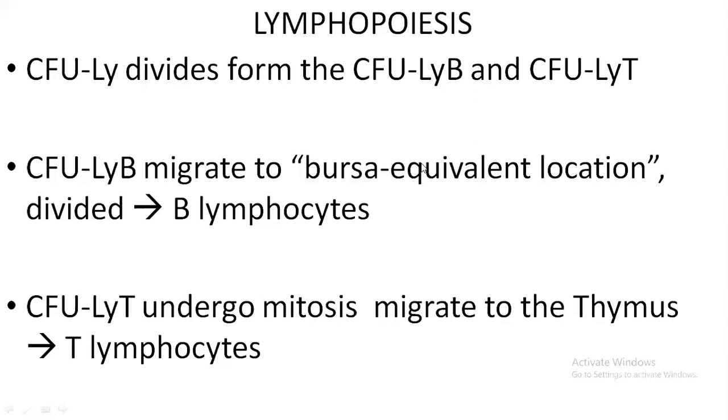We'll discuss that later. Then the colony-forming units, lymphocyte T, undergo mitosis and migrate to the thymus. Within the thymus gland, that's where they will differentiate into mature T lymphocytes. Some of these cells are still undergoing complete development within the bone marrow, so mature B and T lymphocytes can move from the bone marrow into the circulation. But some of them migrate to locations like the thymus and the bursa equivalent location within the body to develop into mature cells.